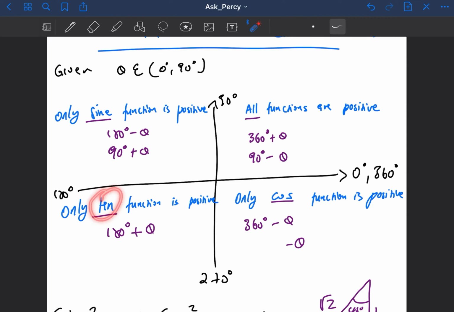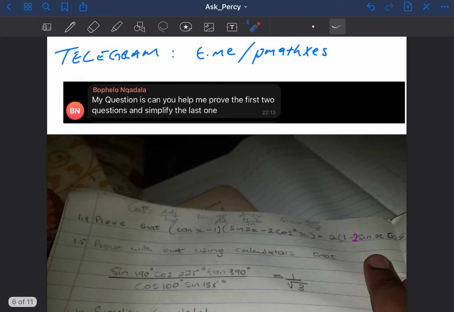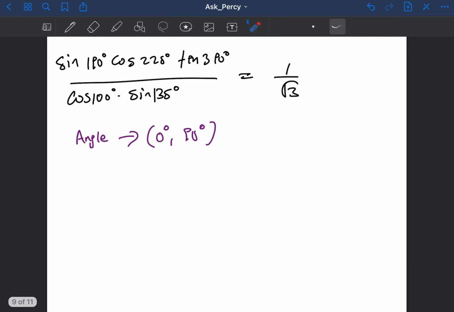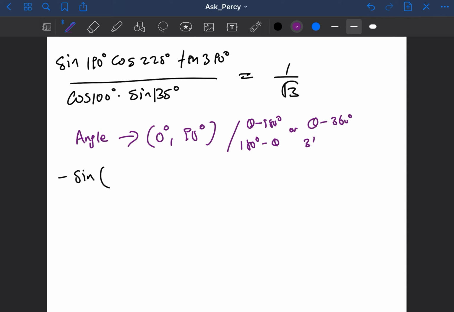And only tan is positive in the third quadrant, meaning that in this case sine is negative. So you're just going to write negative sine, and then you need to change that 190 to an angle between 0 and 90 degrees. To do that, you have a couple of options. You can take an angle minus 180 degrees, or 180 degrees minus an angle, or an angle minus 360 degrees, or 360 minus an angle, depending on the context, right?